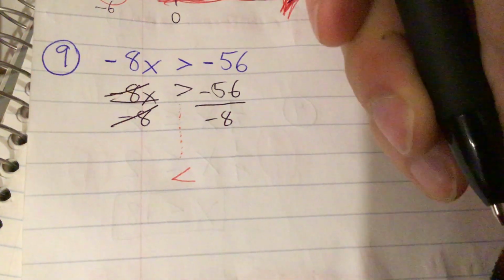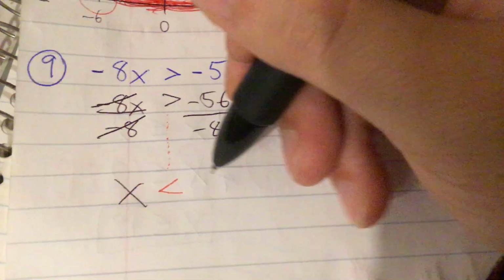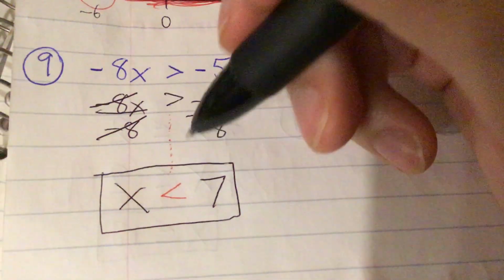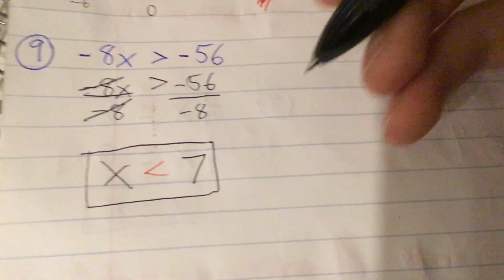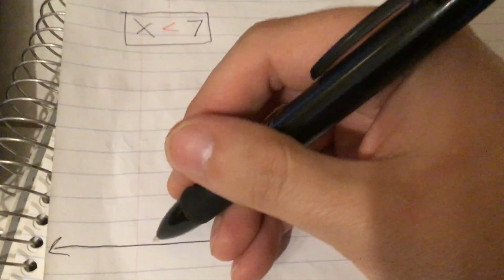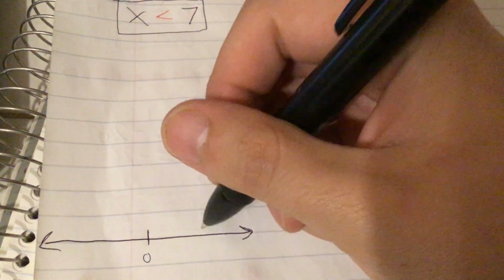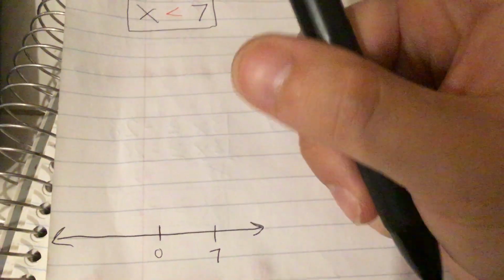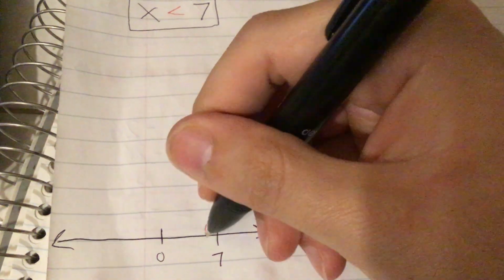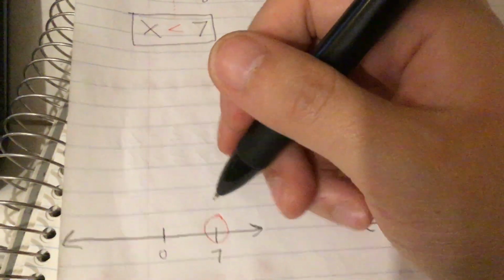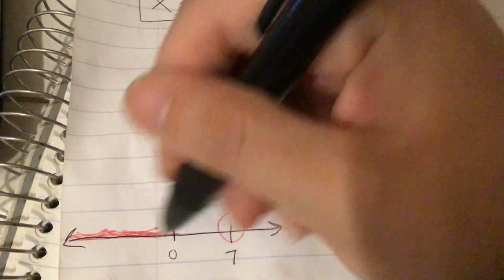So now that the x is finally isolated, negative divided by negative is a positive. So x is legally allowed to be any number, as long as it is less than 7. So if I pull out x is less than 7, I put 0 in the middle, 7 to the right. My endpoint is 7. And all numbers less than 7 go to the left with a big fat arrow.